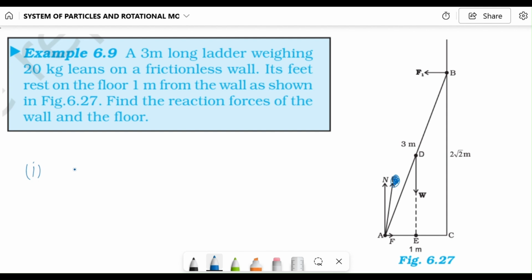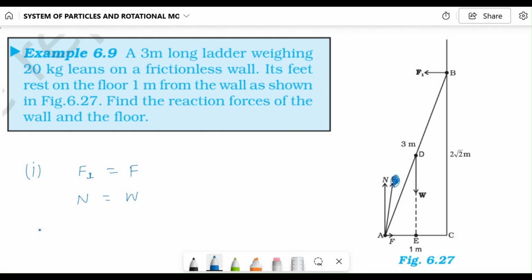Now, for translational equilibrium, all the horizontal and vertical forces should be balanced. So this F1 should be equal to F. In terms of magnitude it should be equal, and in terms of direction it is just opposite. Second, the vertical force N, which is the normal reaction due to this floor on the ladder, should be equal to the weight of this ladder. This is the weight, or gravitational pull on the ladder, which we are considering to be acting at the center of gravity of the ladder. Okay, so these are the two things we are getting from translational equilibrium.